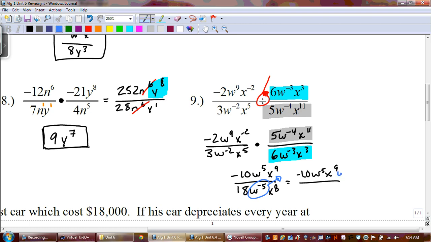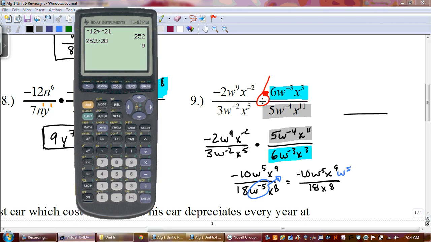And so we have w to the 5th. And then on the bottom, we still have 18x to the 8th. All right, now we can do our final answer. We'll bring it up here. We have negative 10 over 18, and if you don't know how to do that, just plug it into your calculator. You'll get your answer, and then turn it into a fraction. So negative 5 over 9.